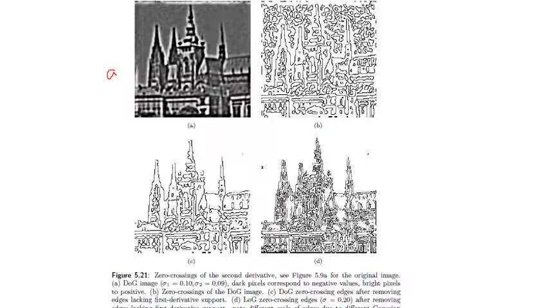So take the DoG image and take the difference. That is what you got in the first one. The dark pixels correspond to negative values, and the bright pixels correspond to positive values. What you see in figure B is the zero crossings of the DoG image. Figure C is the DoG zero crossing edges after removing the edges which lack first derivative support. In the same way, image D is a LoG operated image. All this will give you the edges, edges in different ways.